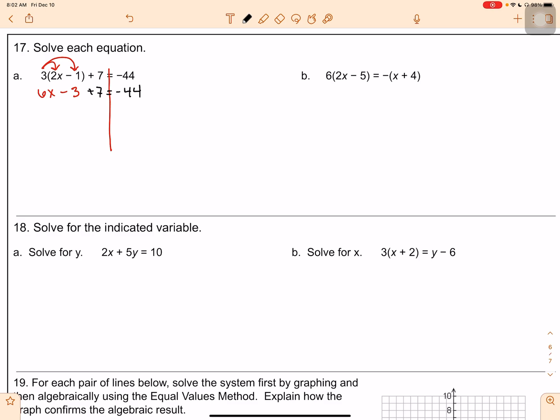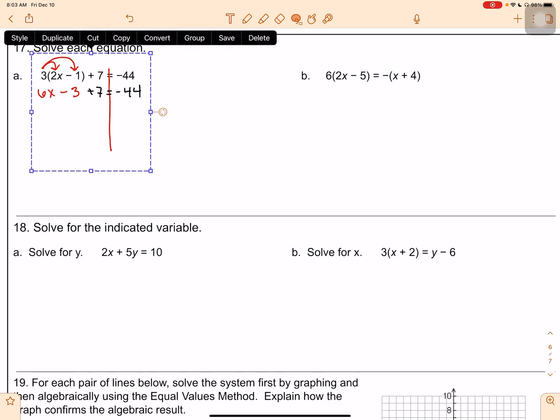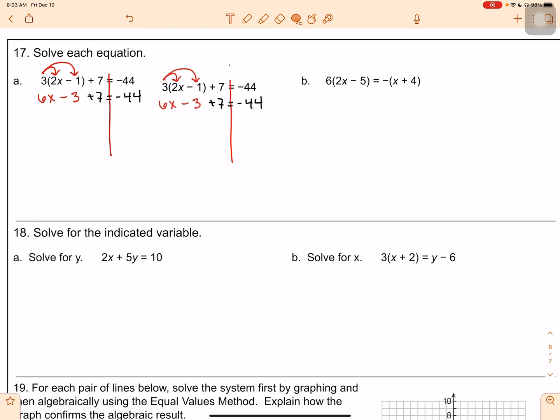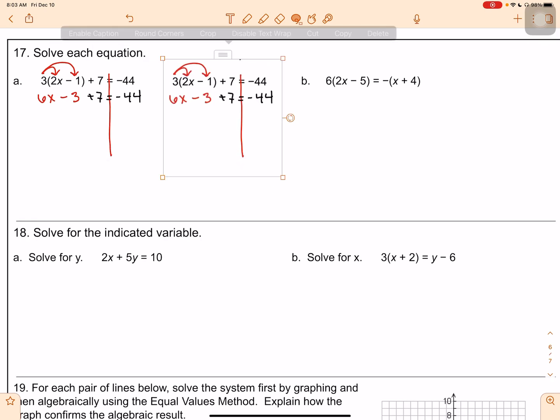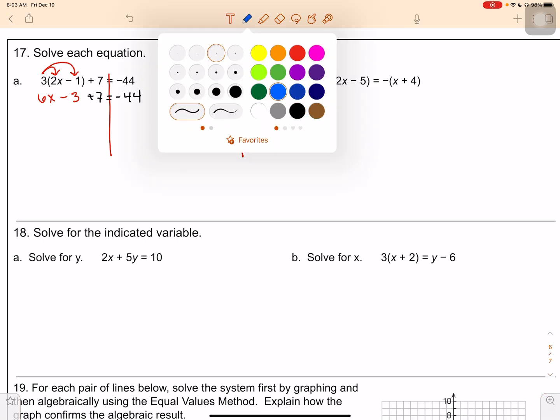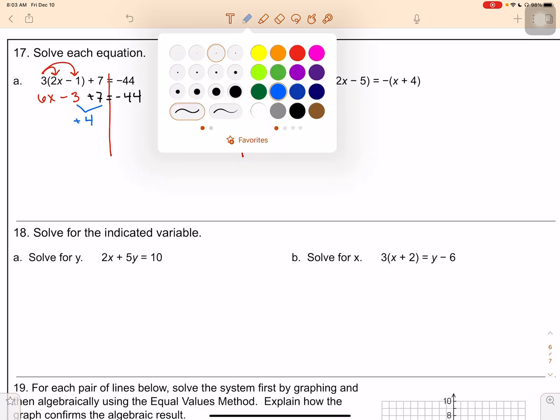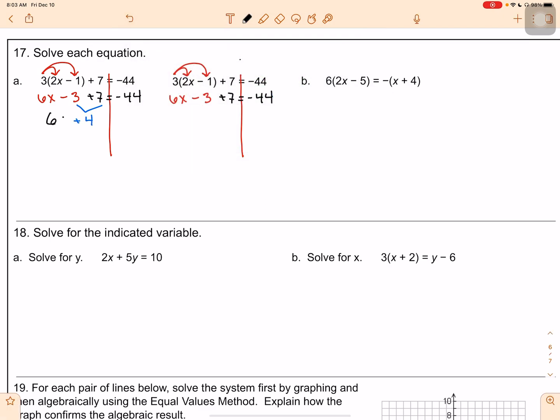So now from here, it's going to be the exact same step. So I'm going to take a copy of this. Copy, paste. All right. So there's 2 different ways that you could solve this problem. The typical way, combining like terms, -3 plus 7 is +4. And then we still have that 6x plus 4 equals -44. Now you can subtract 4 from both sides.